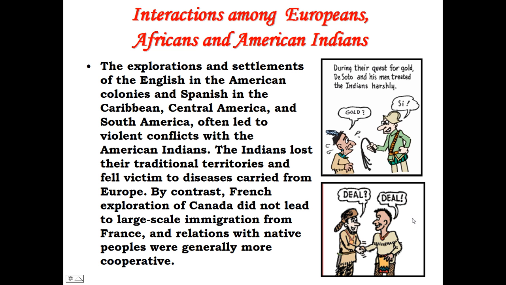In the pictures of the comic strips that you have here, you can see in the top one the Spanish. When they first came over, a lot of them were looking for gold and were very brutal in their treatment of Native Americans when they couldn't find gold. You can see in the bottom picture, though, a French fur trader having a much more positive relationship with a Native American.